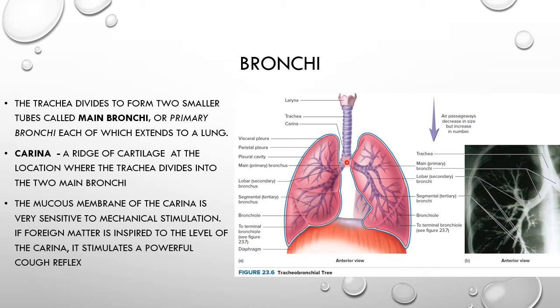And the tip of it, here, you call it carina. This is a ridge of cartilage at the location where the trachea divides into two main bronchi. The mucous membrane of the carina, here, is very sensitive to mechanical stimulation. So, if a foreign matter falls there, no, it is inspired to the level of carina, then you will have a very powerful cough reflex in order to push that foreign object out.